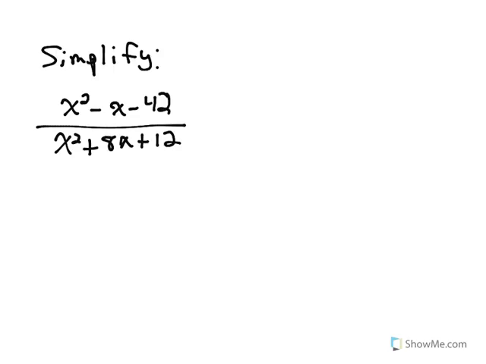Another example, let's simplify x squared minus x minus 42 all over x squared plus 8x plus 12. Before we can simplify, we must first factor, because in order to reduce, both numerator and denominator must be in multiplication form. And currently, we are in subtraction and addition. We must factor first.